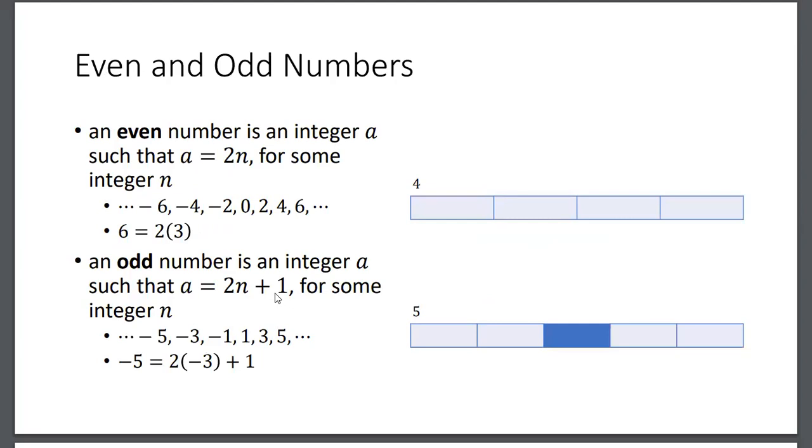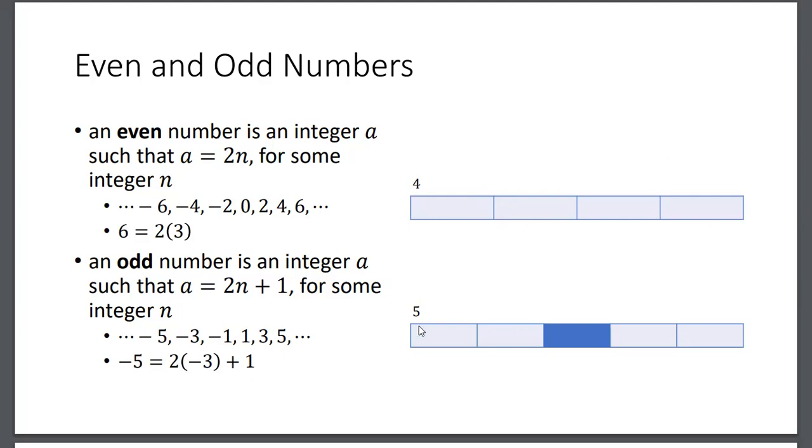Even and odd numbers. An even number is an integer a such that it can be rewritten as 2 times some other integer n. For example, 6 can be written as 2 times 3. An odd number is not even, and more specifically, it can be written as 2 times another integer plus 1. So you take an even number and add 1 to it, and you'll have an odd number. Example of an odd number: -5 is 2 times -3, which is -6, plus 1.